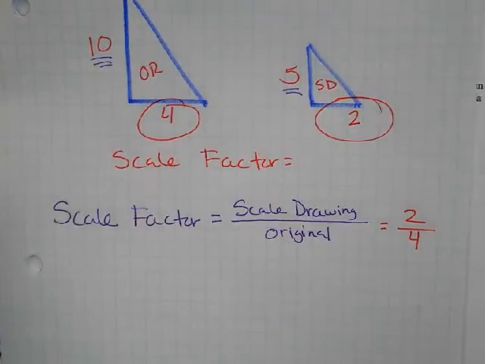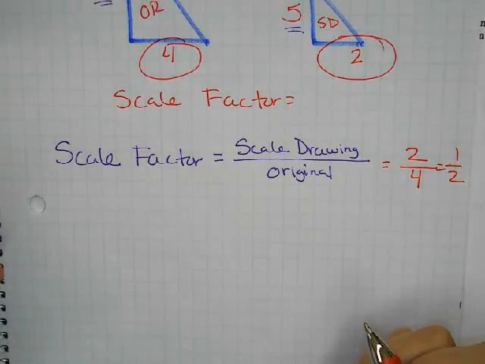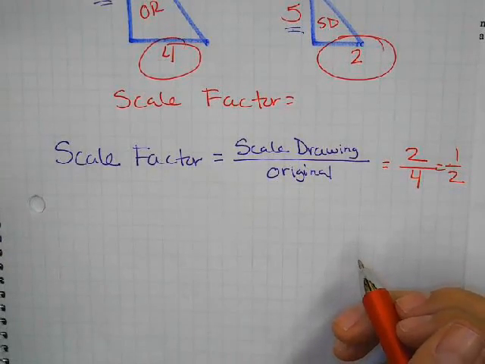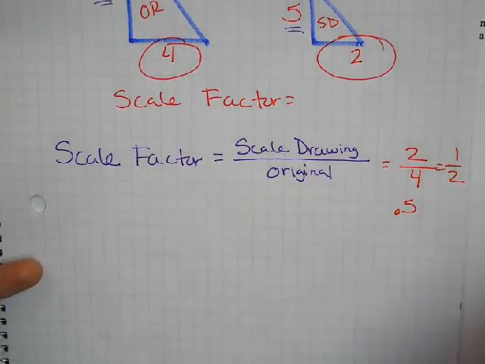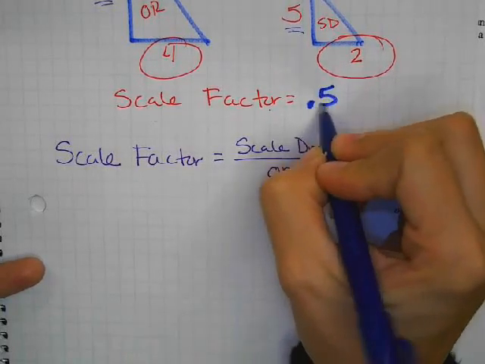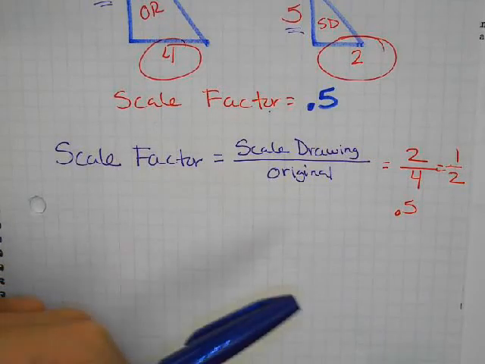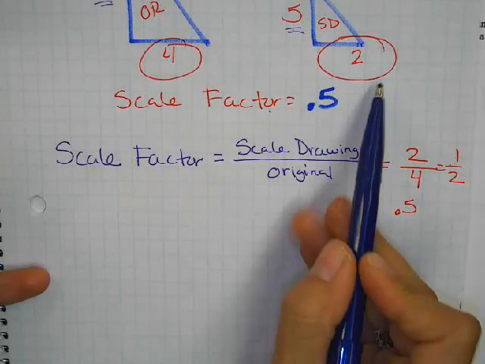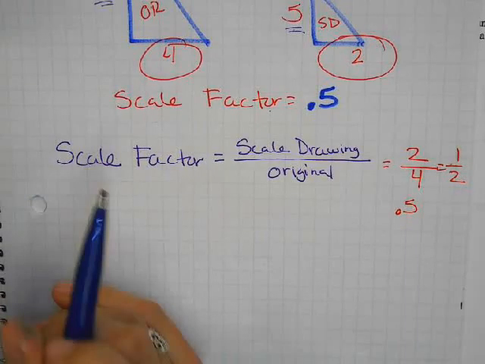Simplify 2 over 4. What do you get? 1 over 2. What's the decimal? So the scale factor is 0.5. If you multiply 4 times 0.5, you get 2. If you multiply 10 times 0.5, you get 5.